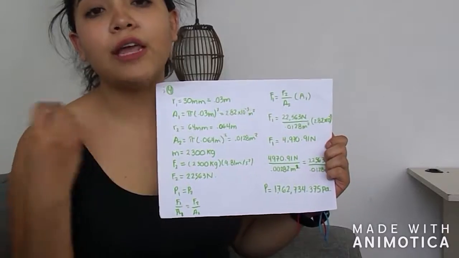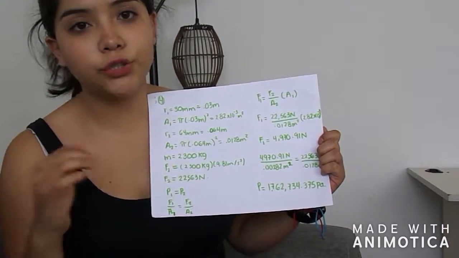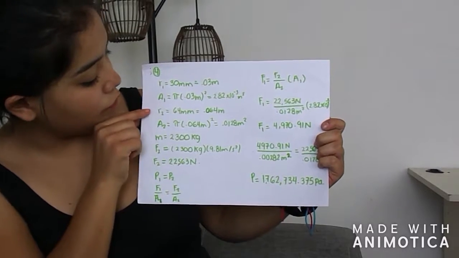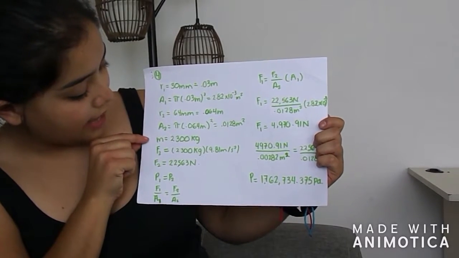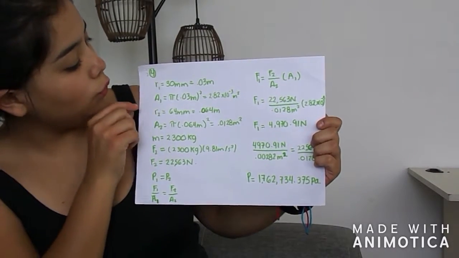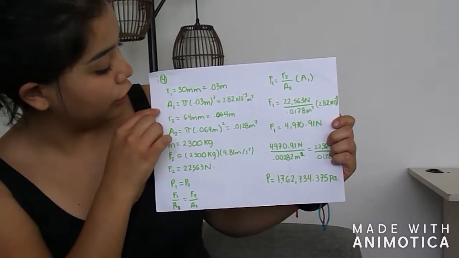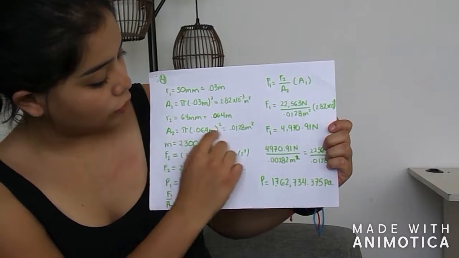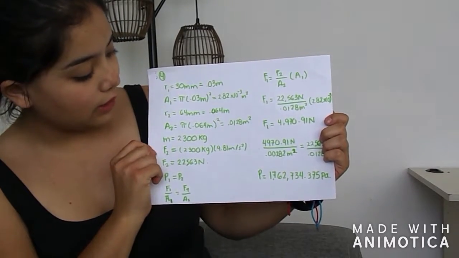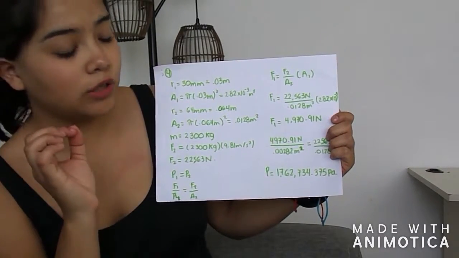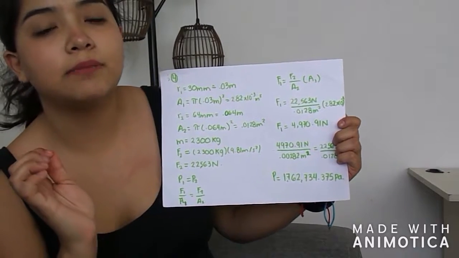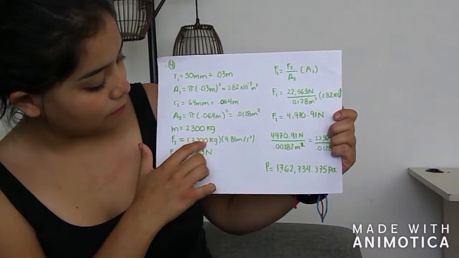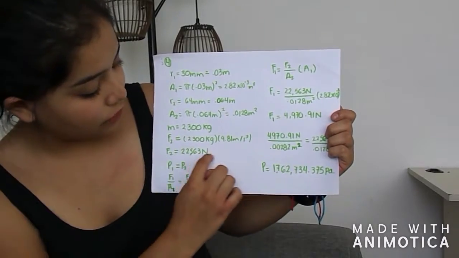In problem number 4, they are asking us for pressure. So we have our data: radius 1, radius 2, and the mass. We're going to calculate first area 1, area 2, and the force, for which we use the formula force equals mass times gravity. So we substitute our values, the mass and the gravity, and we have the result of force 2.